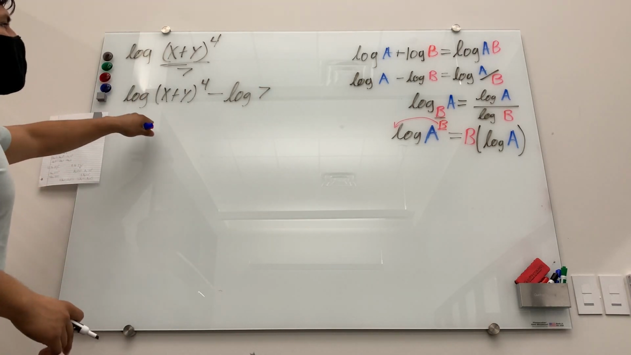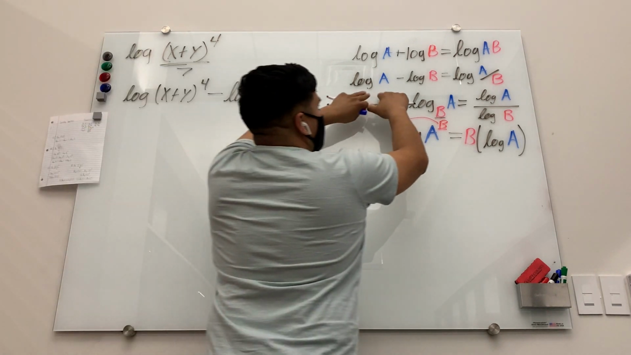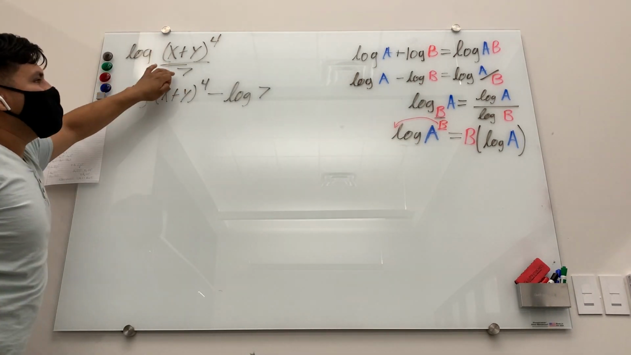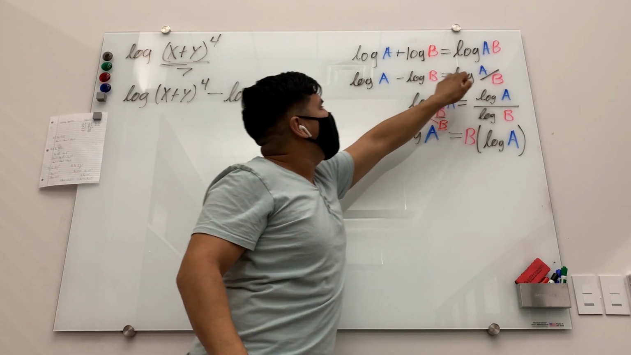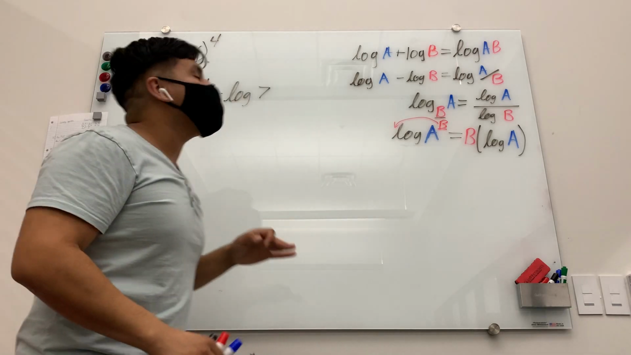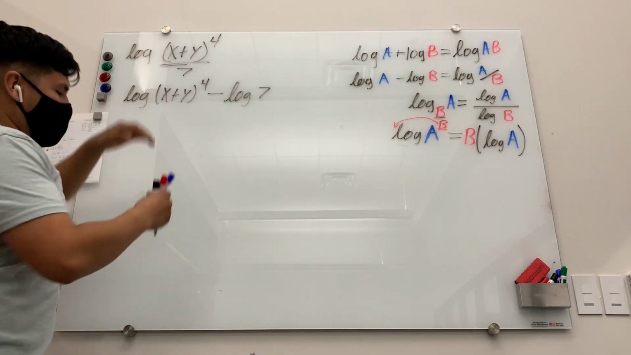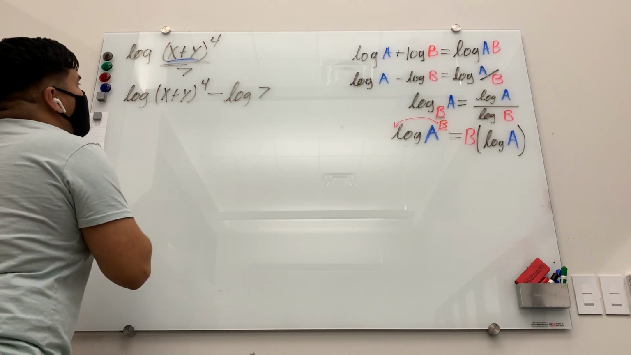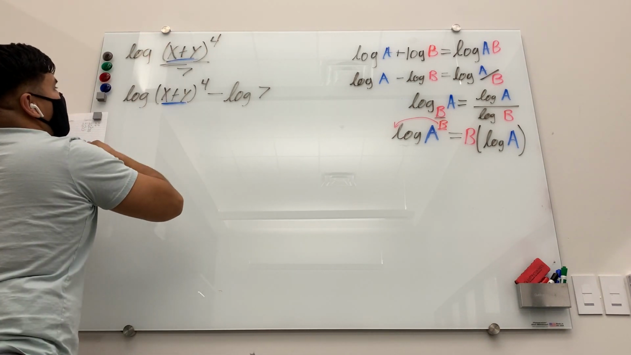And so the way that we got that is by looking at our properties again. We have the top minus the bottom, top, which is A, minus the bottom, which is B. And so in this case, we have our numerator and our denominator.